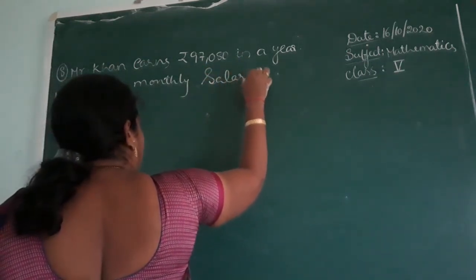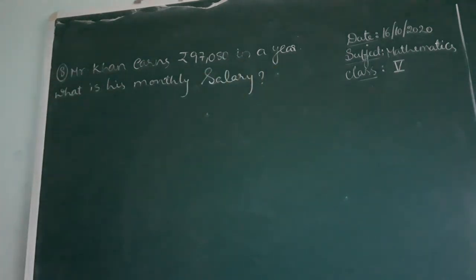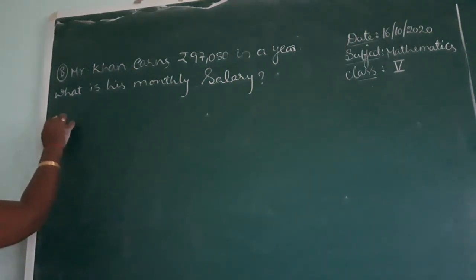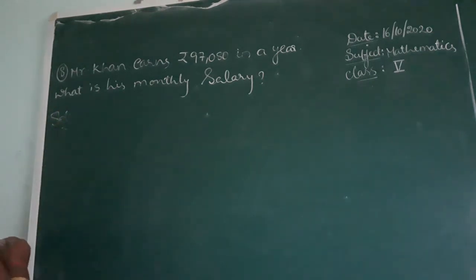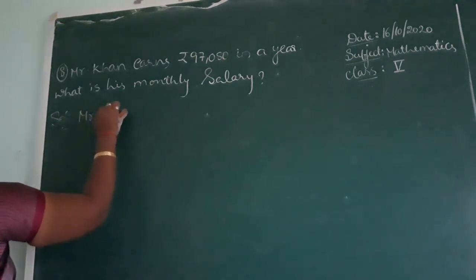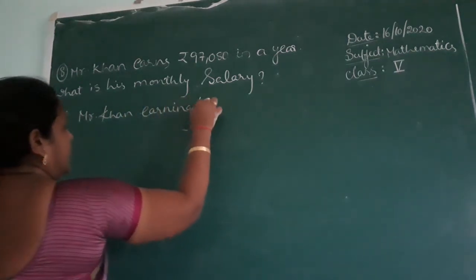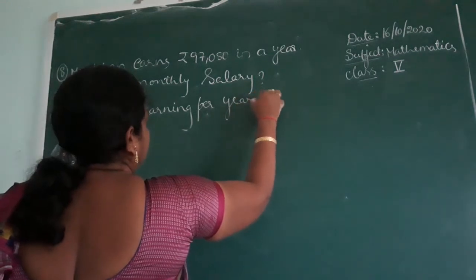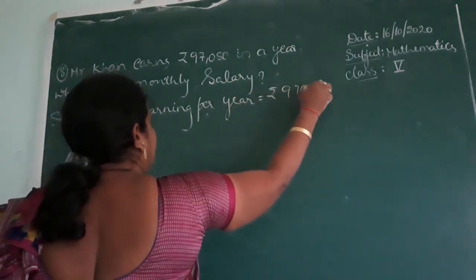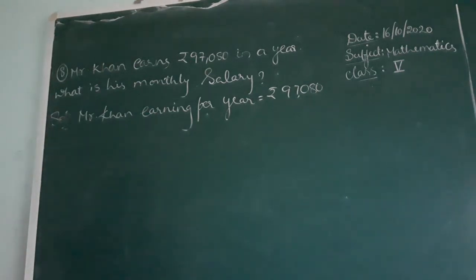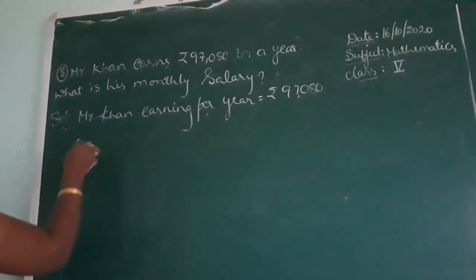They told us the salary per annum. Per annum means per year. They are asking how much amount he will get in 1 month. See the solution. Mr. Khan earns per year, how much? 97,080 rupees he earns per year. So what is his monthly salary?